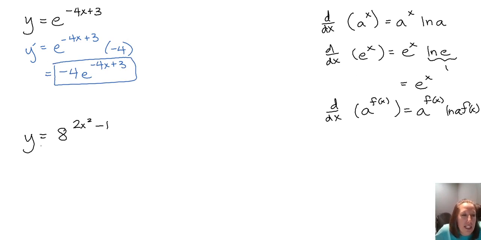All right, our next example, we have y equals 8 to the 2x squared minus 1. Okay, here our base is not that natural exponential e, and so we are going to involve the natural log of the base. But first, it's just that same exponential. Then we need to multiply by the natural log of the base. And then since that exponent was something more than just an x by itself, we need to multiply by the derivative of the exponent. 2x squared minus 1, derivative is 4x.